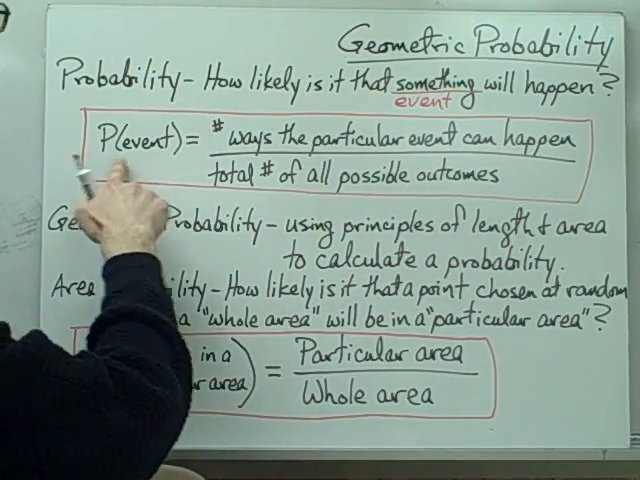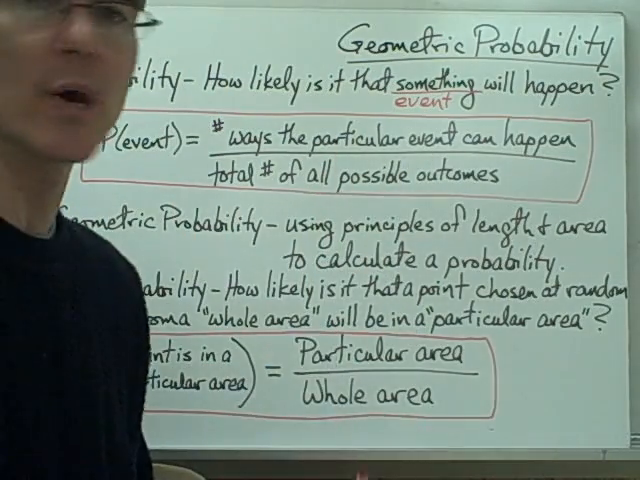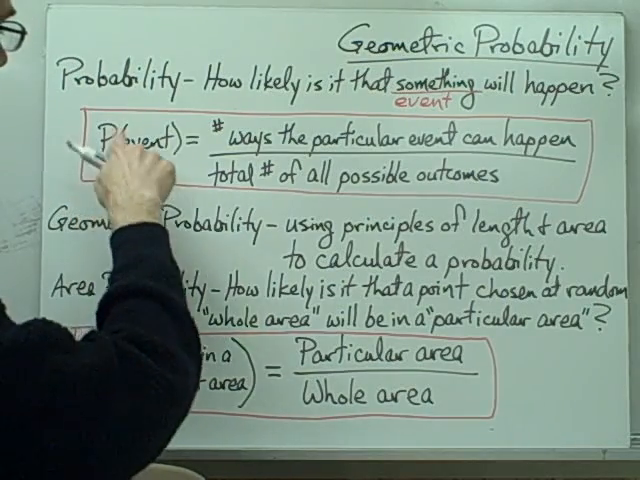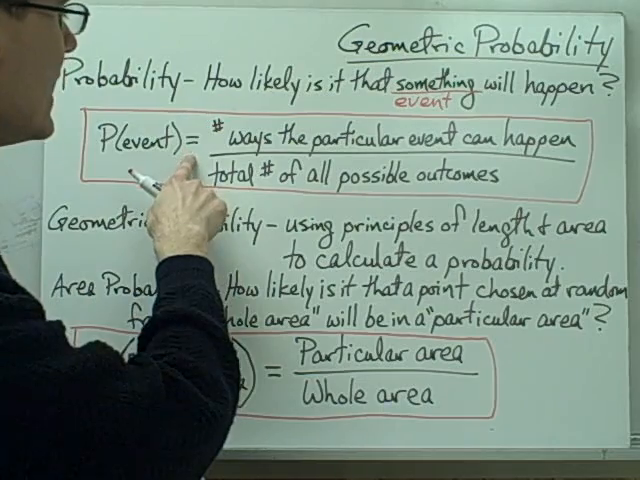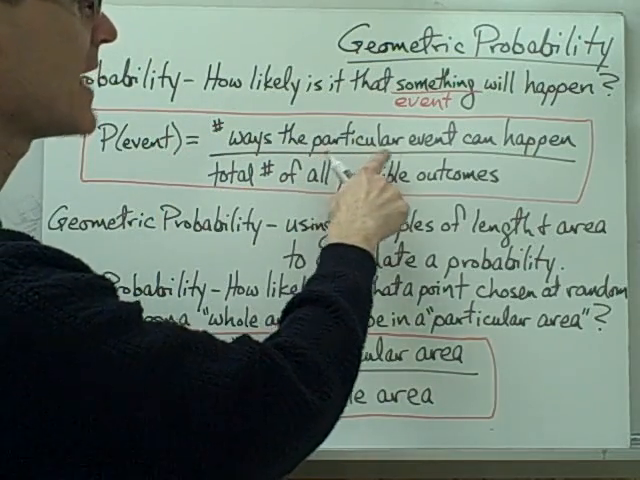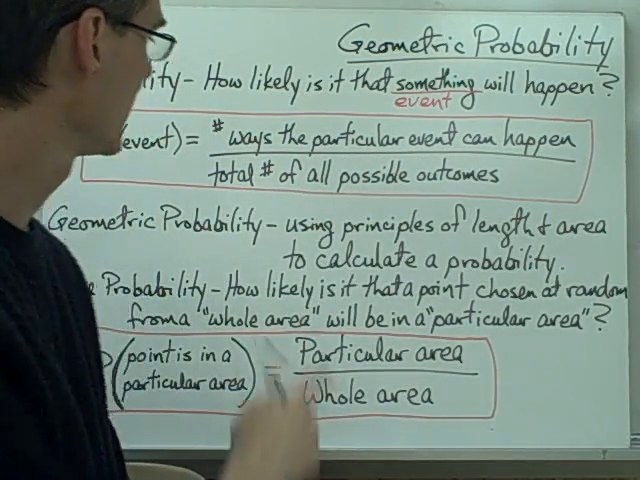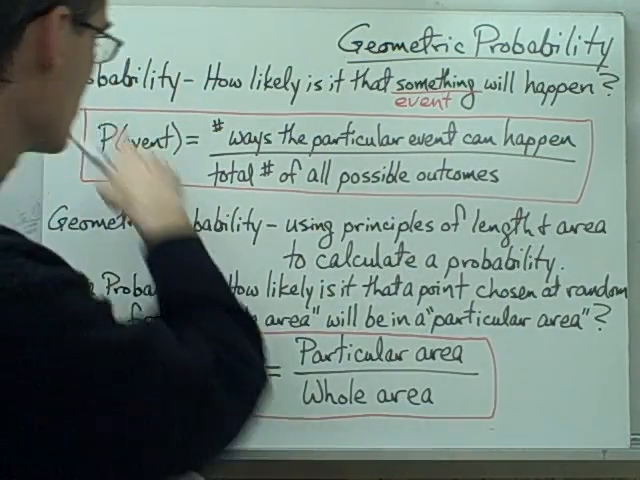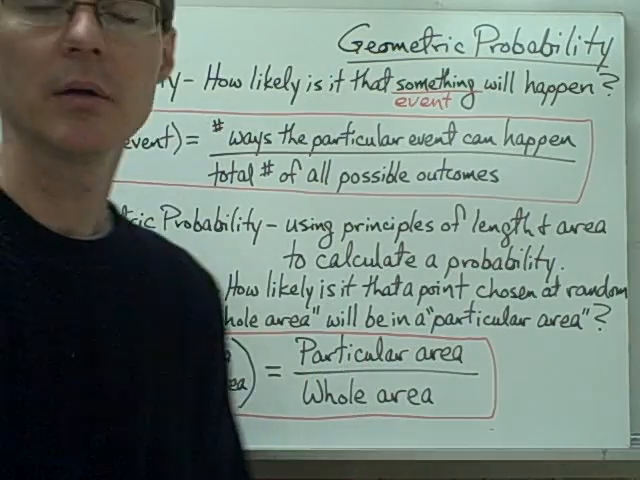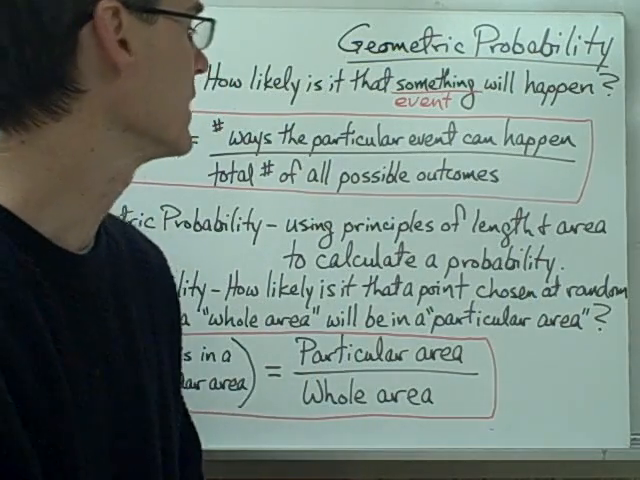When you write that down in a formula, we write it like this: P, with parentheses around an event, that's the probability of an event happening, equals the number of ways that particular event can happen, divided by the total number of all possible outcomes. So this is a general formula for calculating probability.